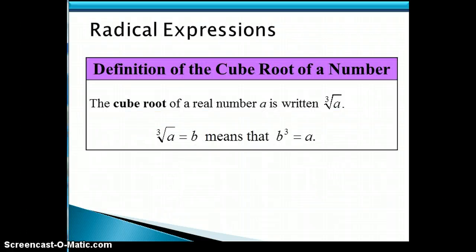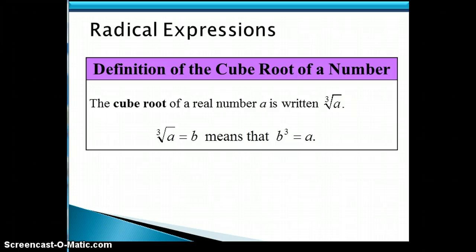Now let's talk about cube roots. A cube root is another example of a radical expression. And the cube root of a real number a is written with what looks like a square root sign, except there's a little 3 written inside the check mark part of that radical sign, is the way I like to look at it. That's called the root number or the index. And so that would tell you that it's a cube root of a instead of a square root of a.